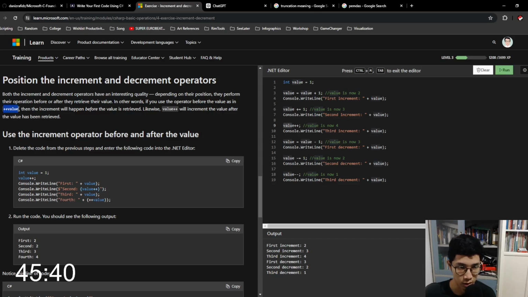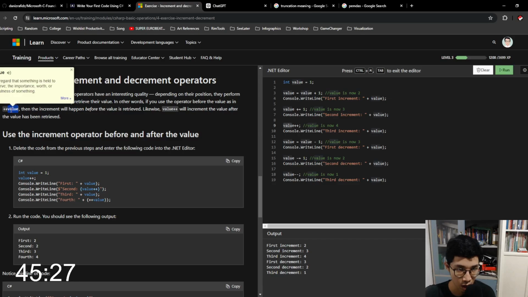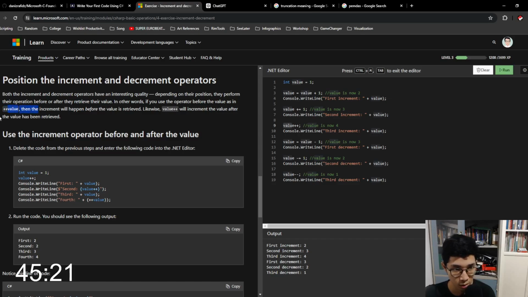So there is something different here. If you put the plus plus right before the value, it will be different than if you put the plus plus after the value. If you put plus plus before the value, then the increment will happen before the value is retrieved.